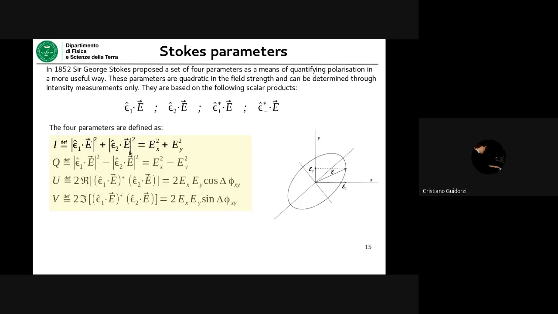So this is the definition. The second equality is just something that you can prove, where, as I said, the relative phi is just phi y minus phi x. So these are four intensities, because from a dimensional point of view, if you pay attention, they are all magnitude squared. So they are all intensities.